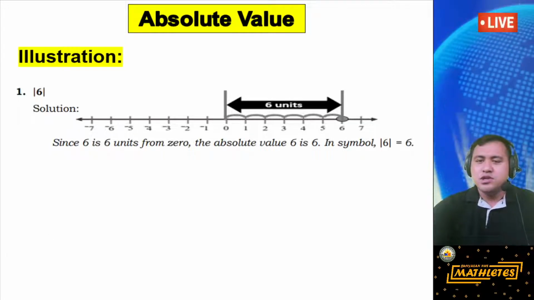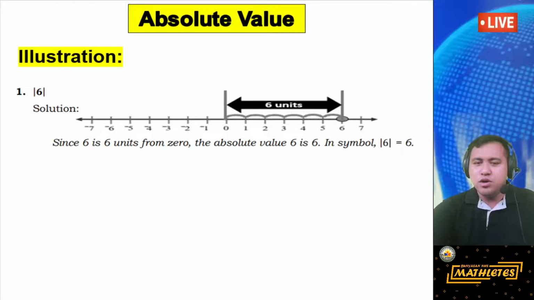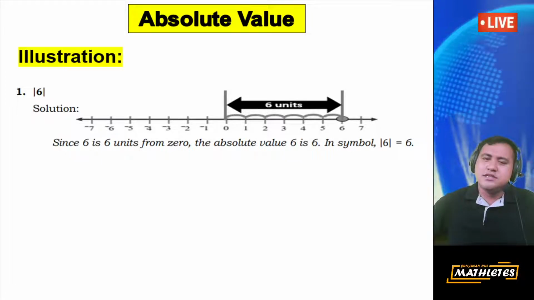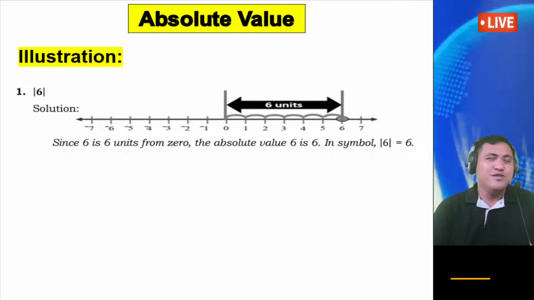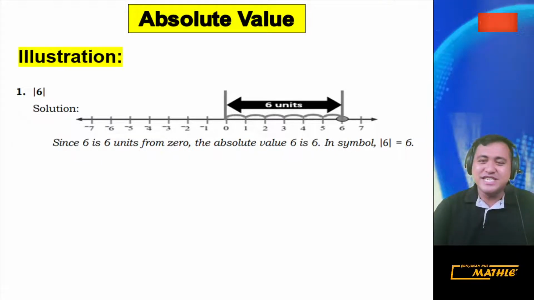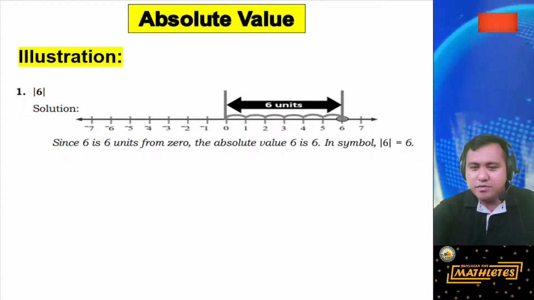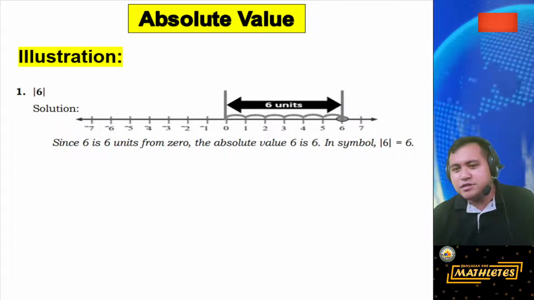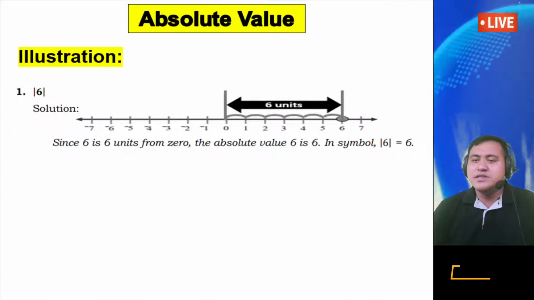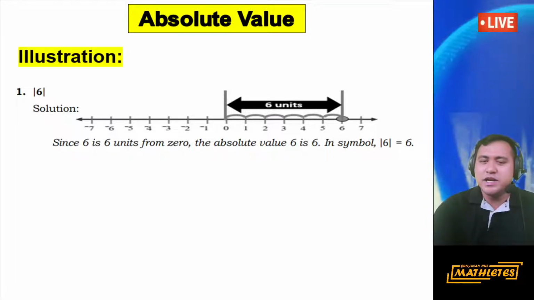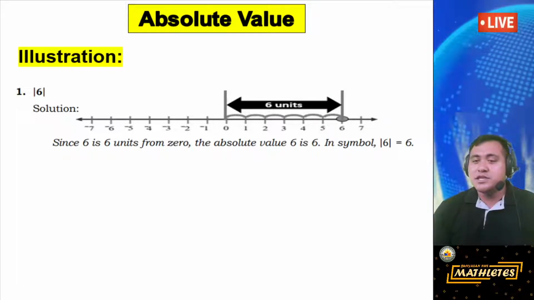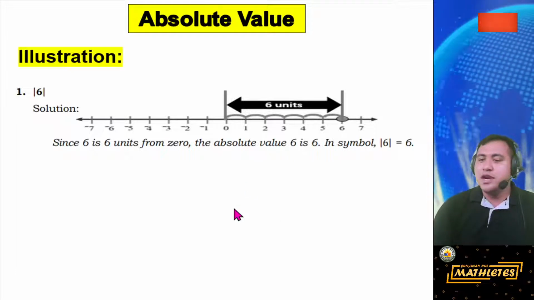Now, if you are going to illustrate that one, the absolute value of 6, as you observe, since 6 is 6 units from 0, the absolute value of 6 is 6. So we have that one. As I've said, absolute value is all about the distance of a number from 0. So positive 6 is 6 units from 0. Therefore the absolute value is 6.